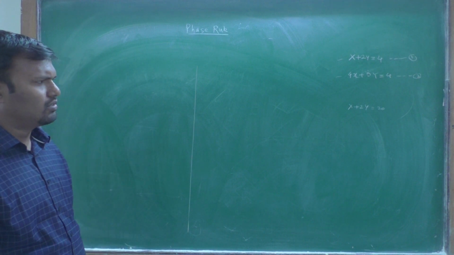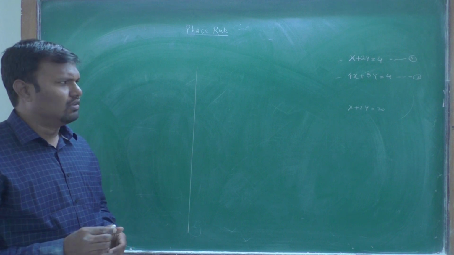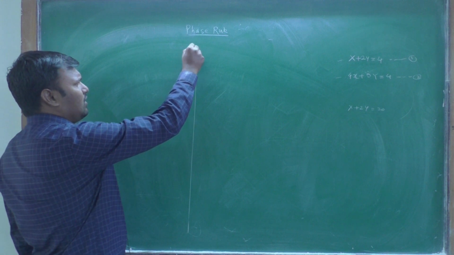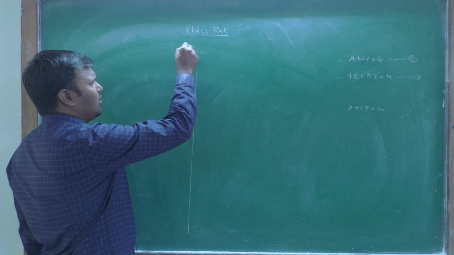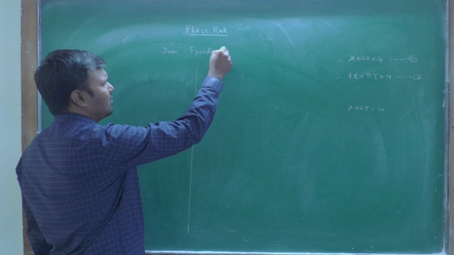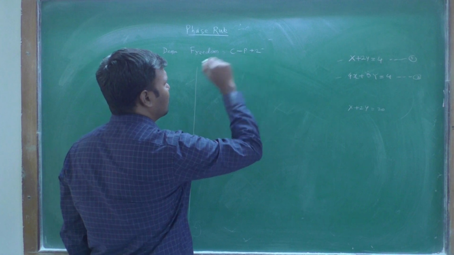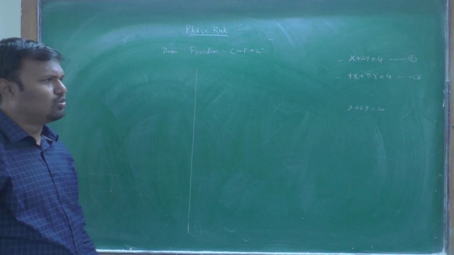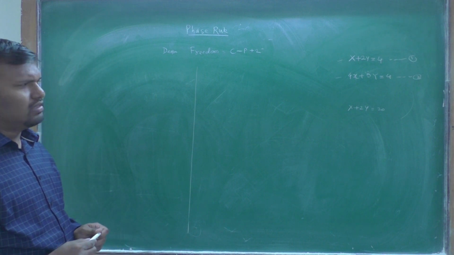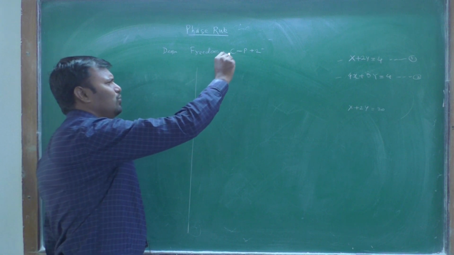Dear students, today we will discuss the derivation of the phase rule. We know that the degree of freedom is equal to C minus P plus 2. By using this equation we can find out the degree of freedom. In this lecture we will derive this equation.